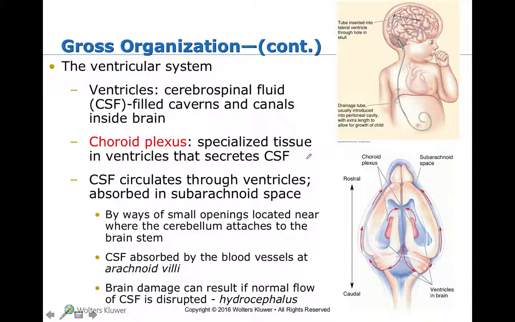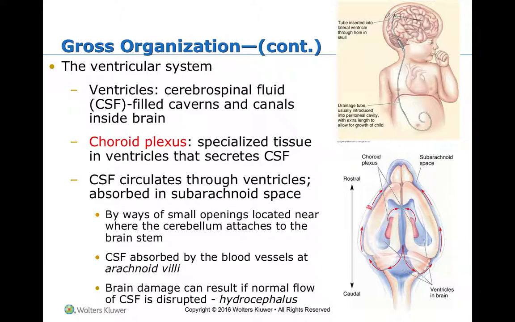So by way of small openings located near where the cerebellum attaches to the brainstem, we have a general circulatory system in regards to the ventricular system. So the cerebral spinal fluid is absorbed by the blood vessels at arachnoid villi, and brain damage and obstruction of any of this flow can actually result in hydrocephalus, which literally means water on the brain, where you can remedy this by the administration of shunts.